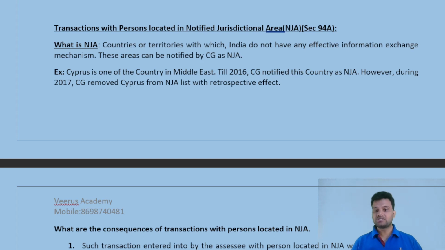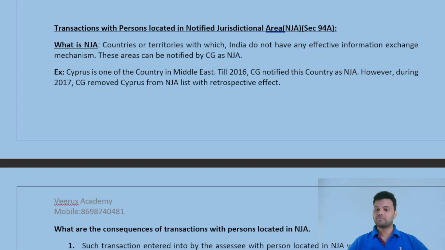First of all, what is notified jurisdictional area? That we need to understand. For implication of the transfer pricing provisions as well as the double taxation avoidance DTAA provisions, to effectively manage those provisions, exchange of information is very crucial. So India needs information from the foreign countries. Sometimes income tax authorities will go and ask the other income tax authorities there for specific information. At that time, the country has to cooperate and give the information.